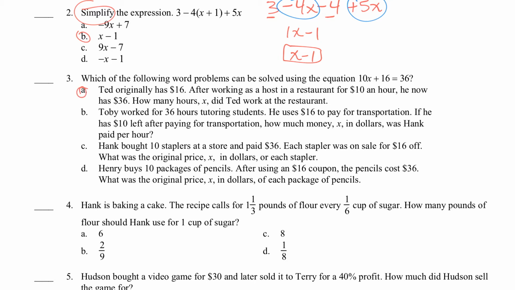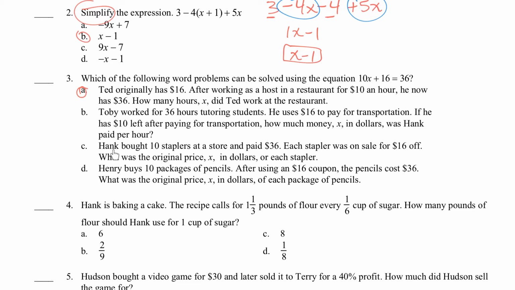But let's see why the other ones are not the right choice. Let's see. If I have Toby worked for 36 hours tutoring students. He uses $16 to pay for transportation. Okay. If he has $10 left after paying for transportation, no, how much money in dollars was Hank paid per hour? Yeah, per hour sounds nice, but I don't see how that's going to fit that at all. He uses $16 to pay for transportation. Okay. If he has $10 left, nope, because the 10 would be per hour right there.